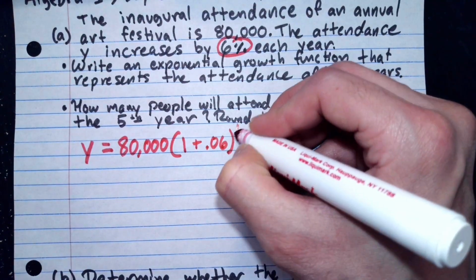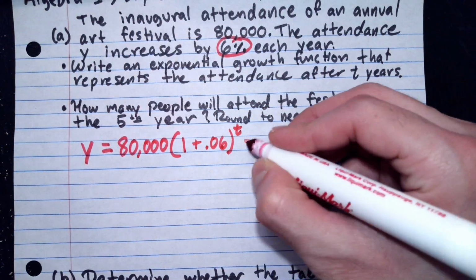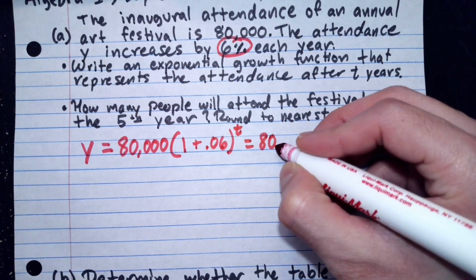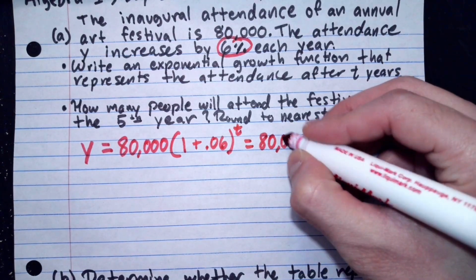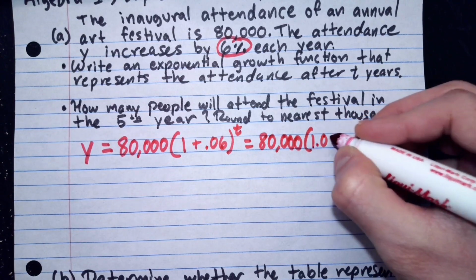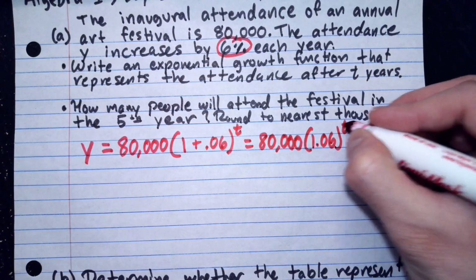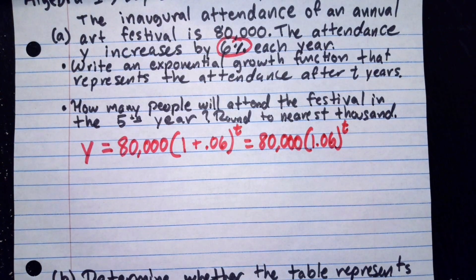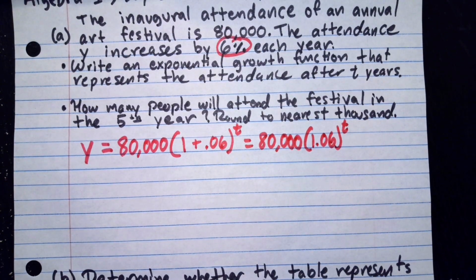And then we have to do after t years. So if we simplify this, we're going to get the exponential growth function that they wanted us to find, which is 80,000 times 1.06 to the t power. So there's our first answer. Then they ask us how many people will attend the festival in the 5th year.